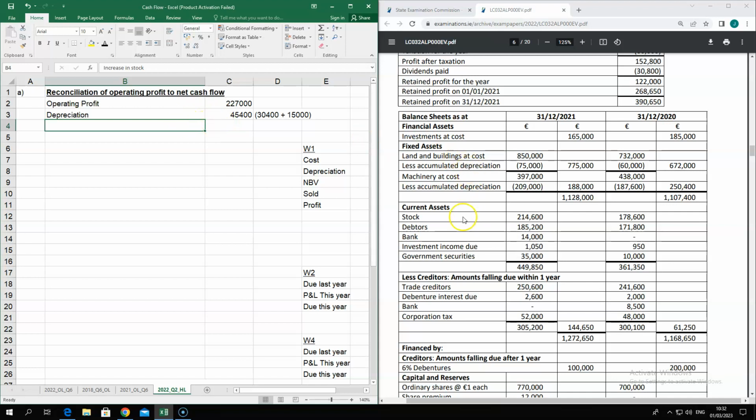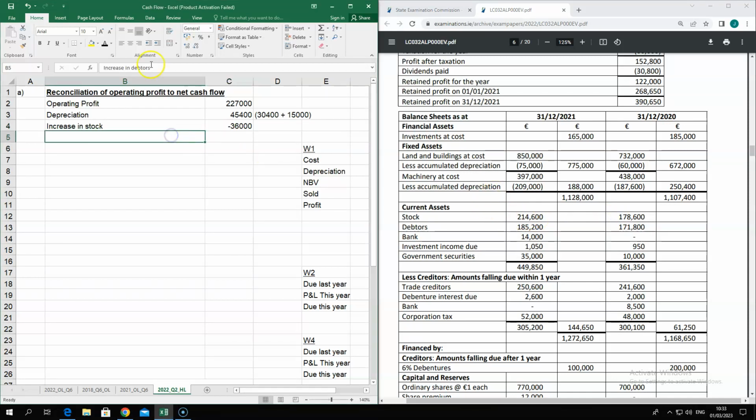Okay, so now you look at your stock, your debtors, and your creditors. So your stock has gone up. Okay, so you have an increase in stock, and it is 36,000. Now, because your stock has gone up, you have less cash because you bought stock.